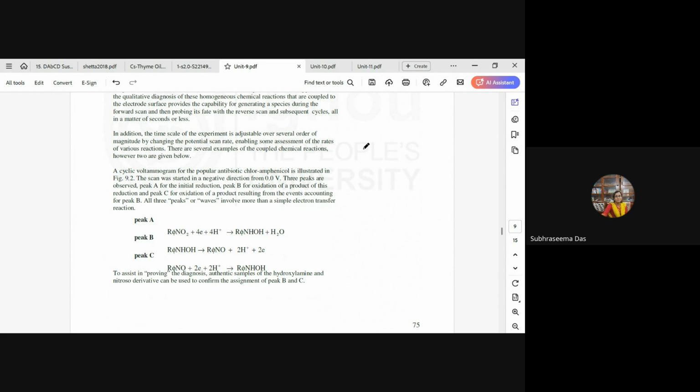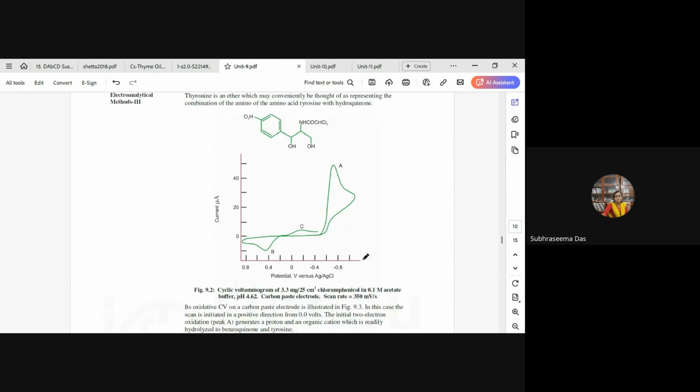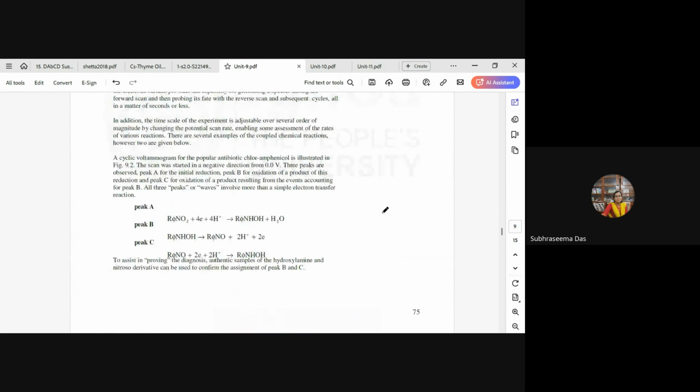So there are several examples of coupled chemical reactions. Two examples have been discussed. A cyclic voltammogram for the popular antibiotic chloramphenicol is shown in figure 9.2. This is how a cyclic voltammogram looks like. The scan was started in the negative direction from 0 volt. Here in the x-axis it is potential, and in the y-axis it is current, measured in microamperes. The scan was started from 0.0 volt.